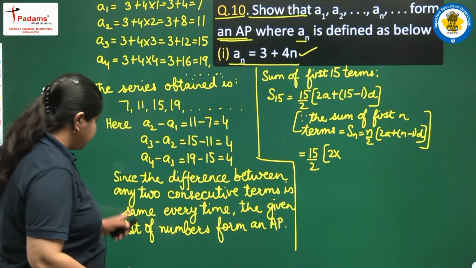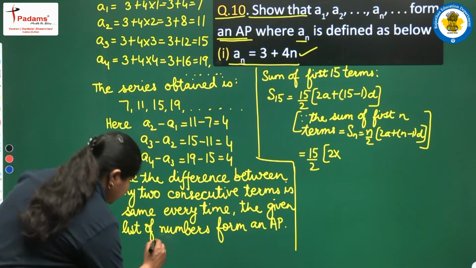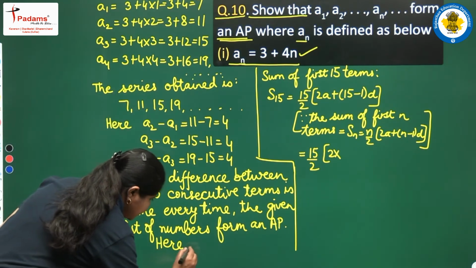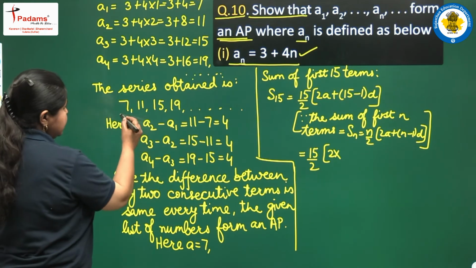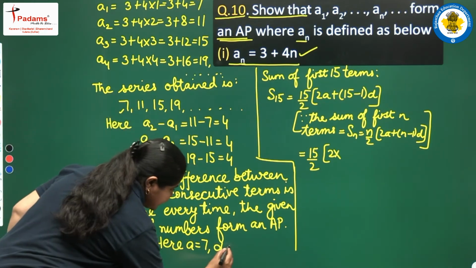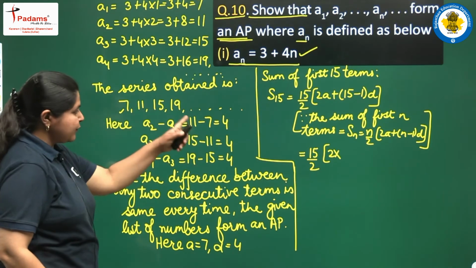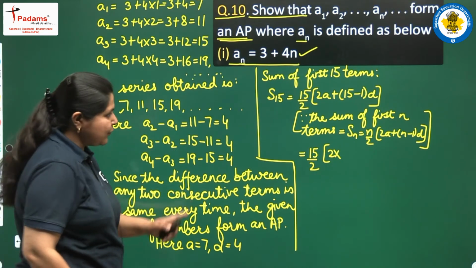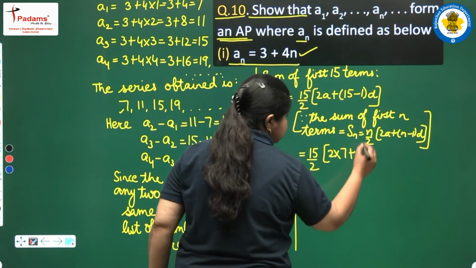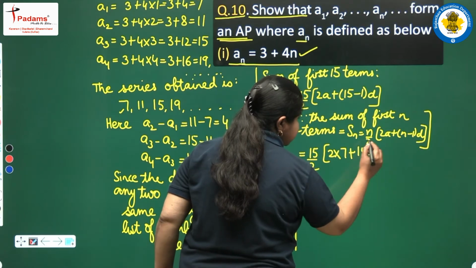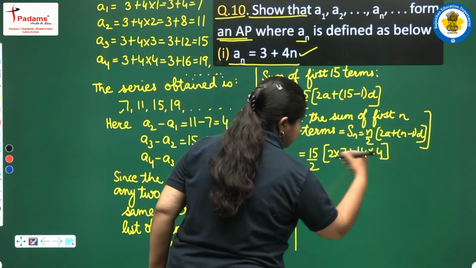What will be a here? You can see here first term a, it is equal to 7. देखिए आप 7 ये है, and common difference d, it is equal to 4. 4 का difference आ रहा है तो common difference हो गया 4. तो अब उनको यहाँ रख लेते हैं. 2 into 7 plus 15 minus 1 will be 14 into d, it is equal to 4.